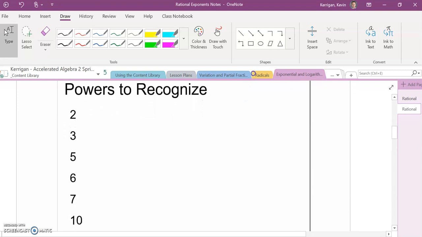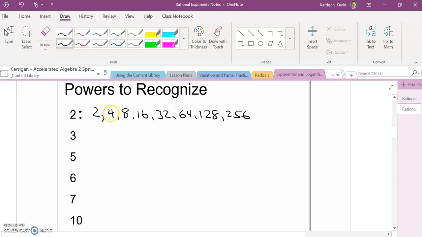Before that, what I need you to be able to do is recognize when you see a base that is not one of these numbers here, 2, 3, 5, 6, 7, or 10. We need to be able to identify, can we break whatever number we're looking at down as a power of a smaller number? So what I mean by that, if I just think of the powers of 2, 2 to the first is 2, 2 to the second is 4, 8, 16, 32, 64, 128, 256. That's as high as I'll go.